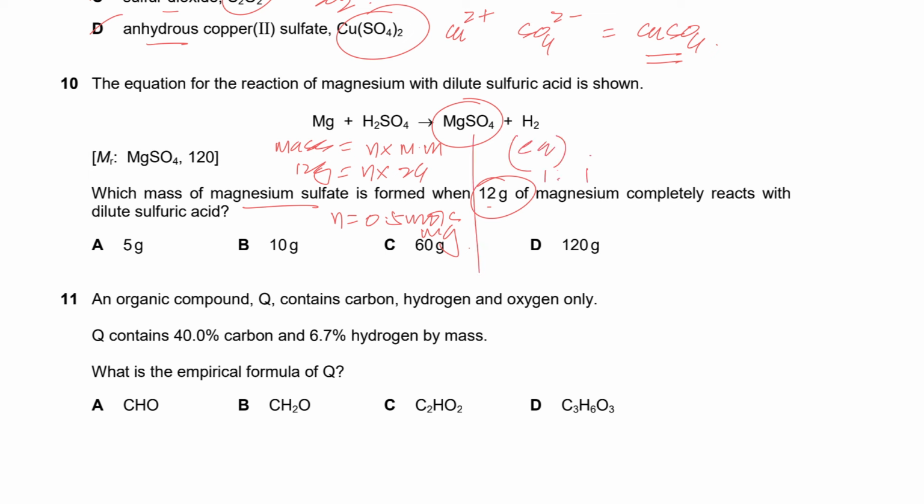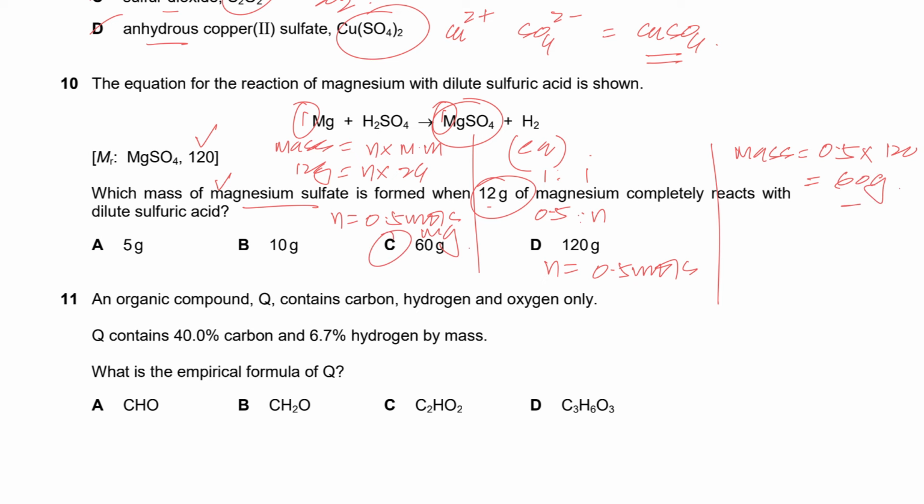So the next step is to use the equation. 1 mole of magnesium gives you 1 mole of magnesium sulfate. So 0.5 should give you how many moles of magnesium sulfate? 0.5 moles of magnesium sulfate. And then convert it into mass, because you don't need moles of magnesium sulfate, you want the mass, right? So mass equals moles, 0.5, times molar mass, which is 120. It's given to you right here. So 0.5 times 120, if I'm not wrong, that's 60 grams. Boom shakalaka, that's the correct answer.